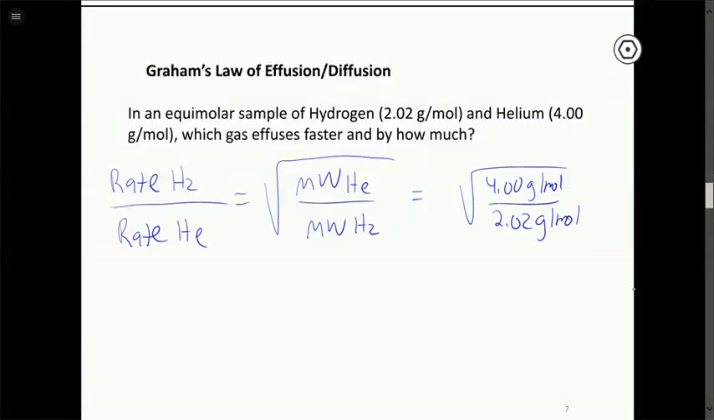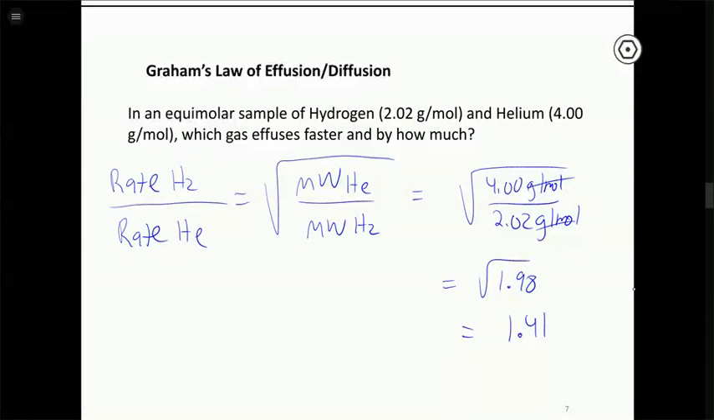Remember that when we calculated individual rates, the molar mass had to be in kilograms per mole because we were using R, the universal gas constant. But here, because it's a ratio, we can just use grams per mole directly because the units will cancel out, so it doesn't matter what the units are in this case. And so if we just take the square root, that's going to be the square root of 1.98, which is equal to 1.41. So this number tells us that the rate of H2 over the rate of helium is 1.41, or in other words, H2 effuses 1.41 times faster. The rate for hydrogen is faster than the rate for helium.